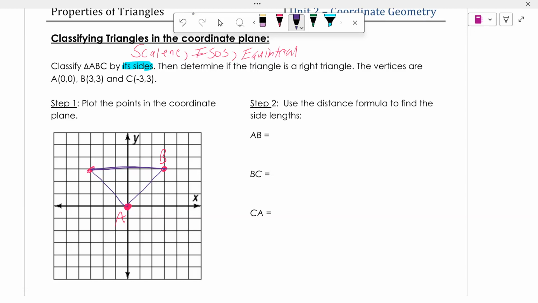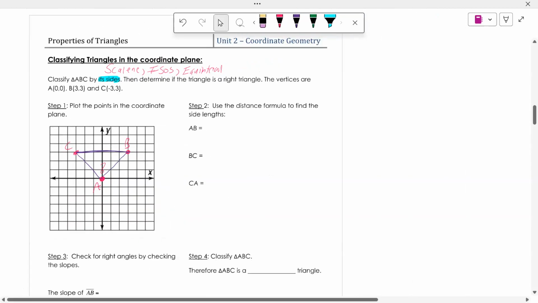But just by looking at it, so this is C. Depends on what you want to check first. It actually might be a right triangle. This angle right here, I'm going to put a question mark with angle A, looks like it's possible that it might actually be a right triangle.